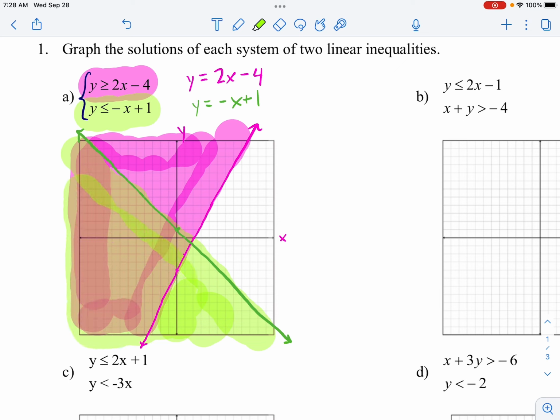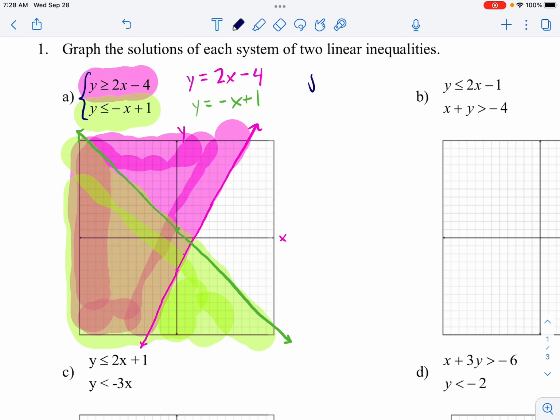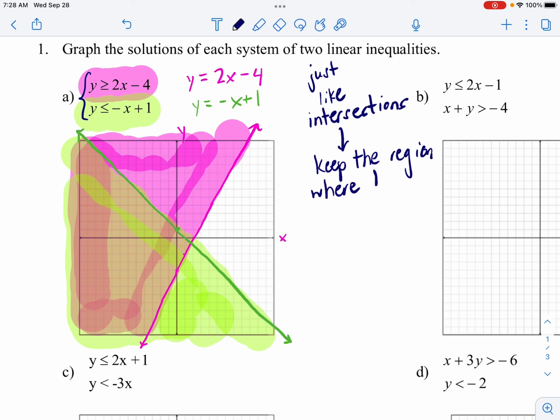Okay, so I'm done with my shading. And then my solution region, it's just like the intersections from yesterday. So what does that mean when I say it's just like the intersections from yesterday? It means we keep the region where both colors are shaded, okay?